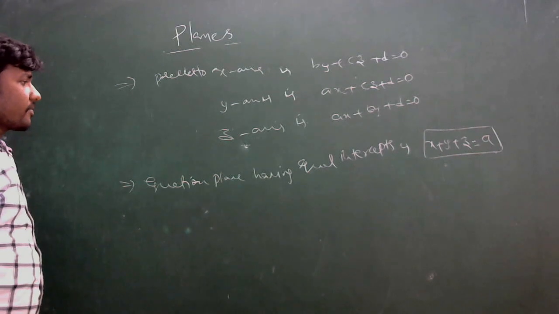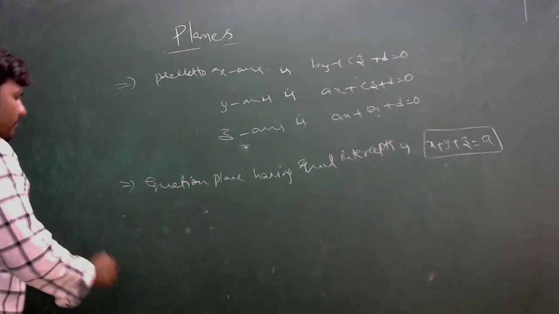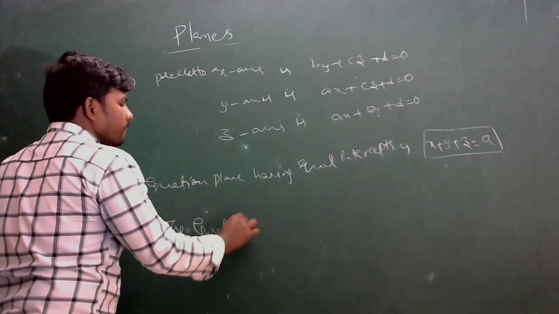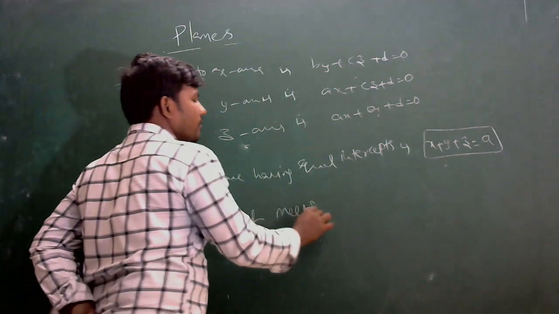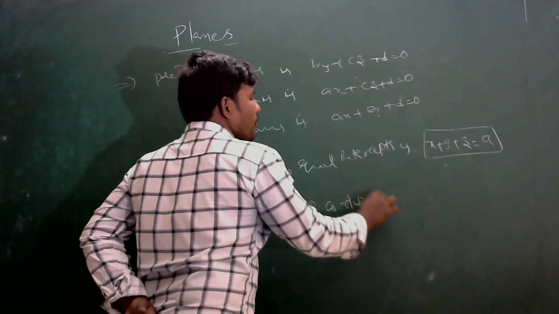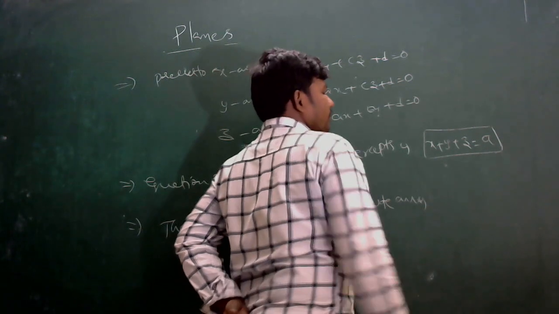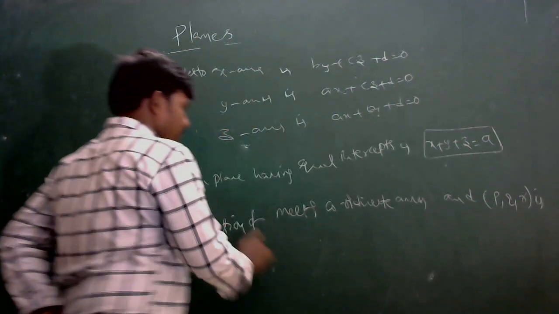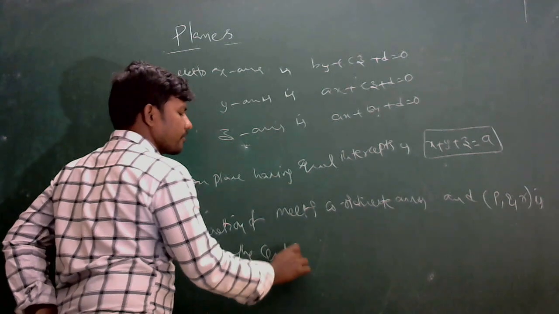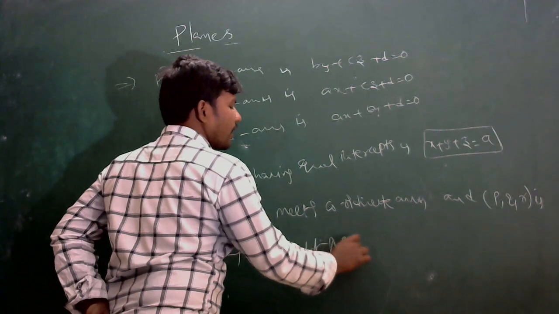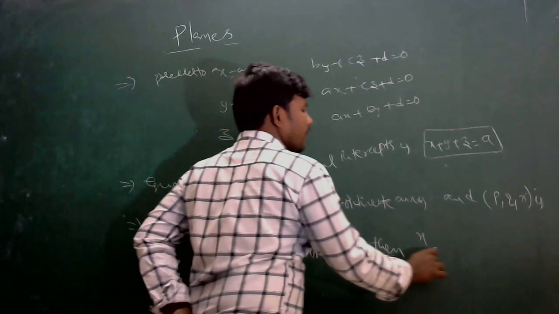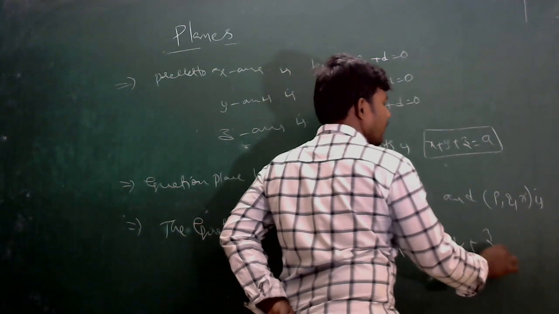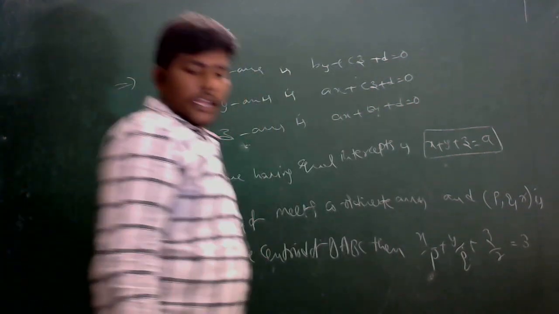Next, finally, if the plane meets the coordinate axes at A, B, C and P, Q, R is the centroid of triangle ABC, then x by A plus y by B, or x by P plus y by Q plus z by R, is equal to 3.